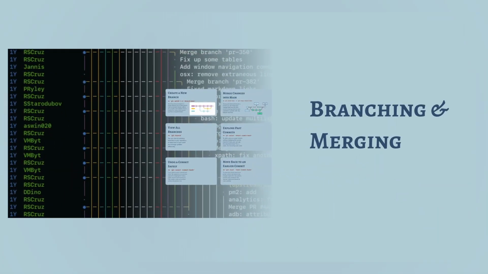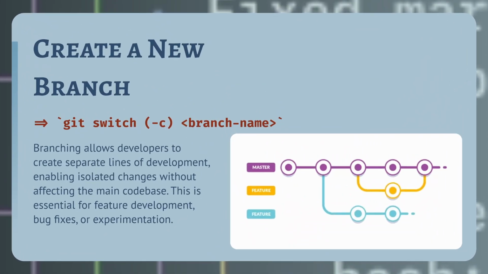Next, let's talk more about branching and merging. Branching is one of Git's most powerful features. To create and switch to a new branch, as we've seen before, you can use git switch with the optional -c flag and a branch name. If the branch already exists, you can just run git switch and the branch name.